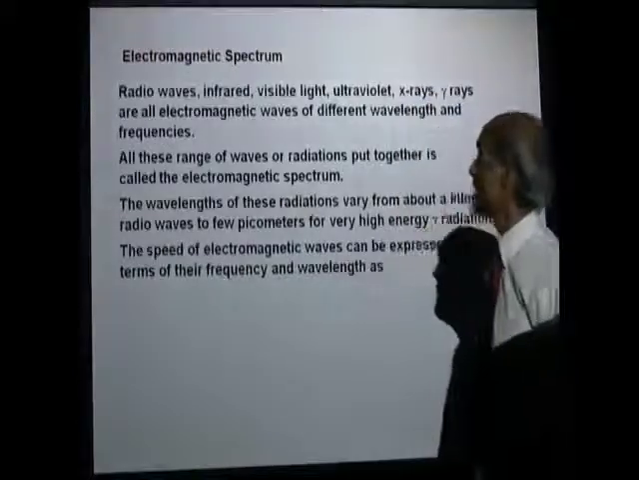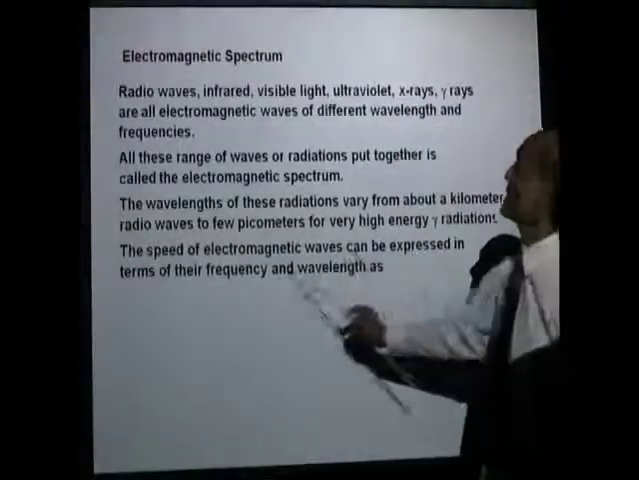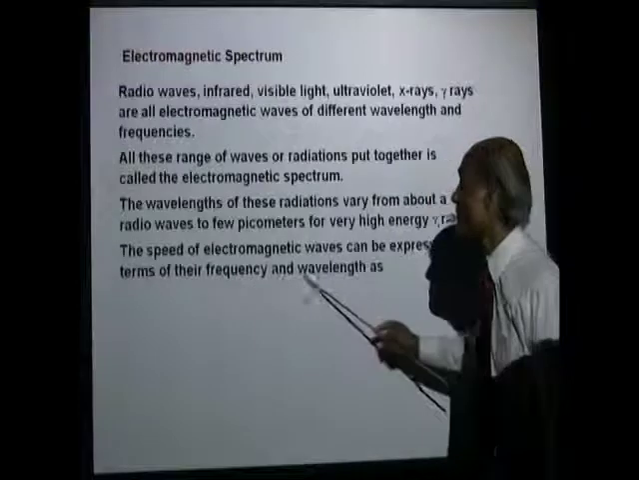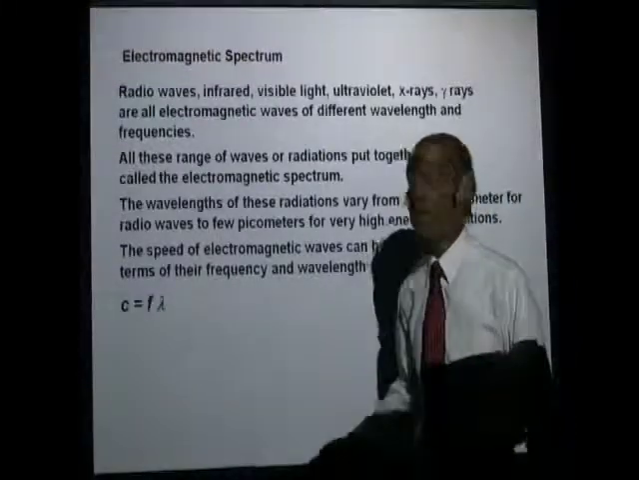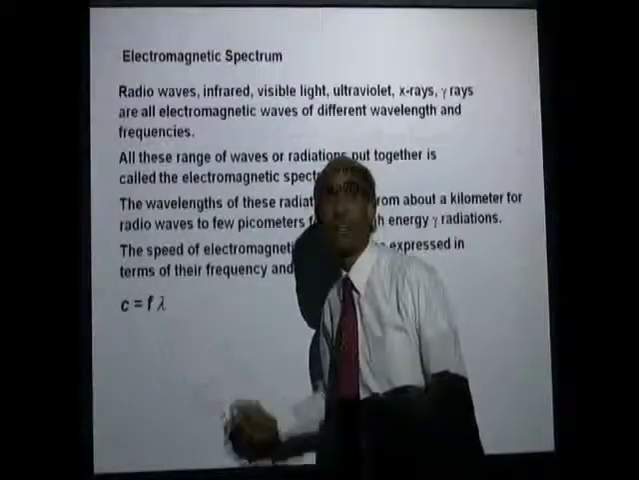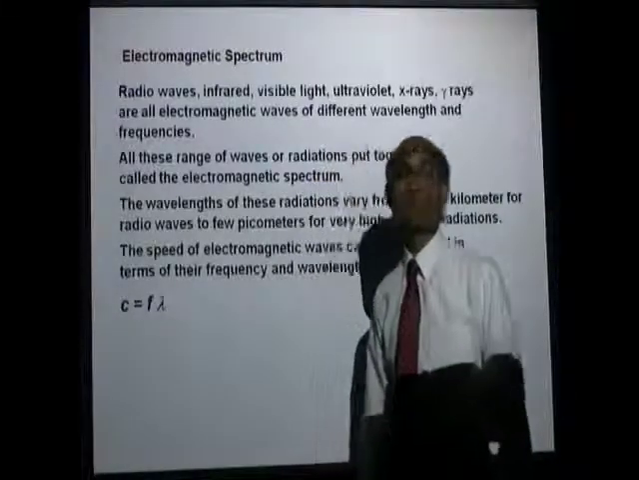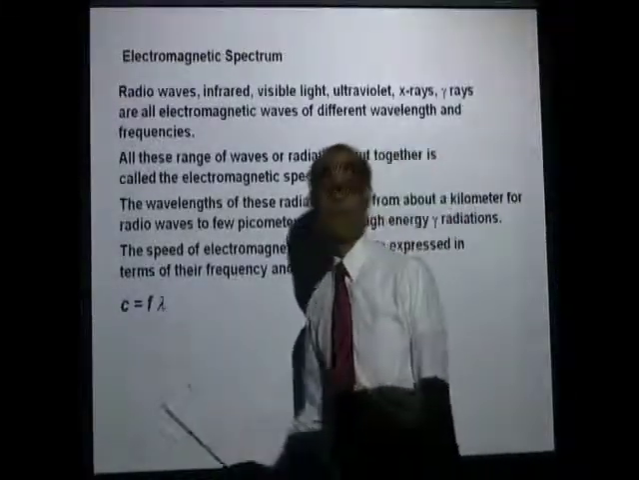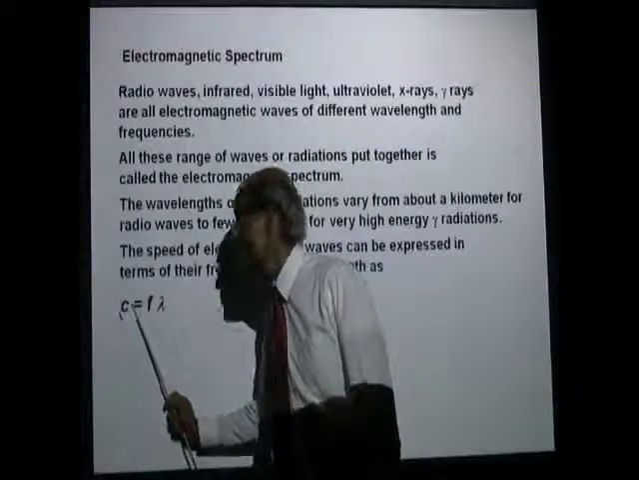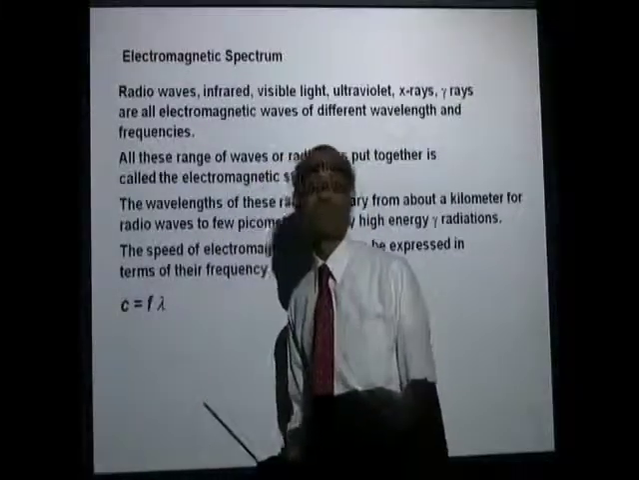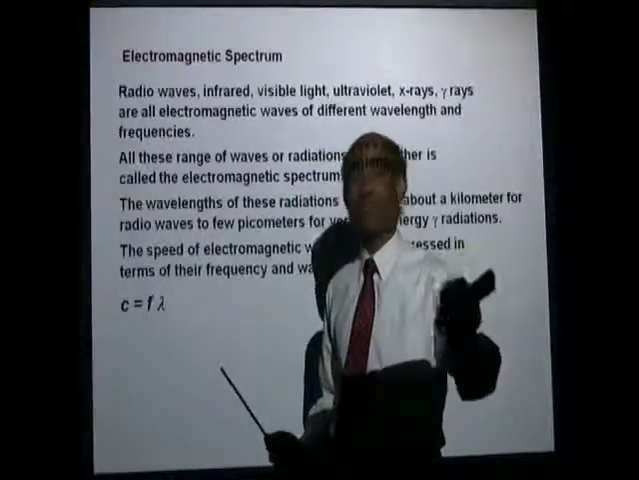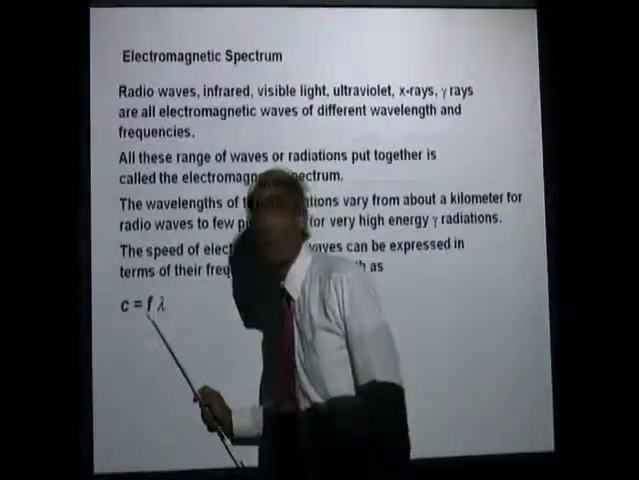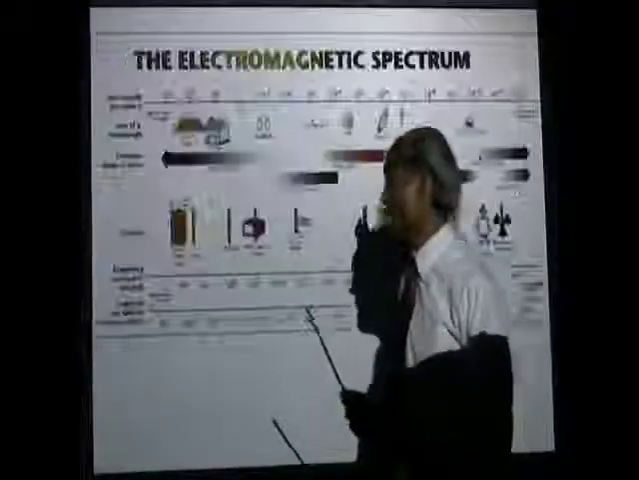Now, the speed of electromagnetic waves can be expressed in terms of their frequency and wavelength. All forms of waves are described by this equation, c equal to f lambda. So we actually have two equations for the speed of electromagnetic waves: one in terms of mu0 and epsilon naught, the other in terms of the frequency and wavelength.